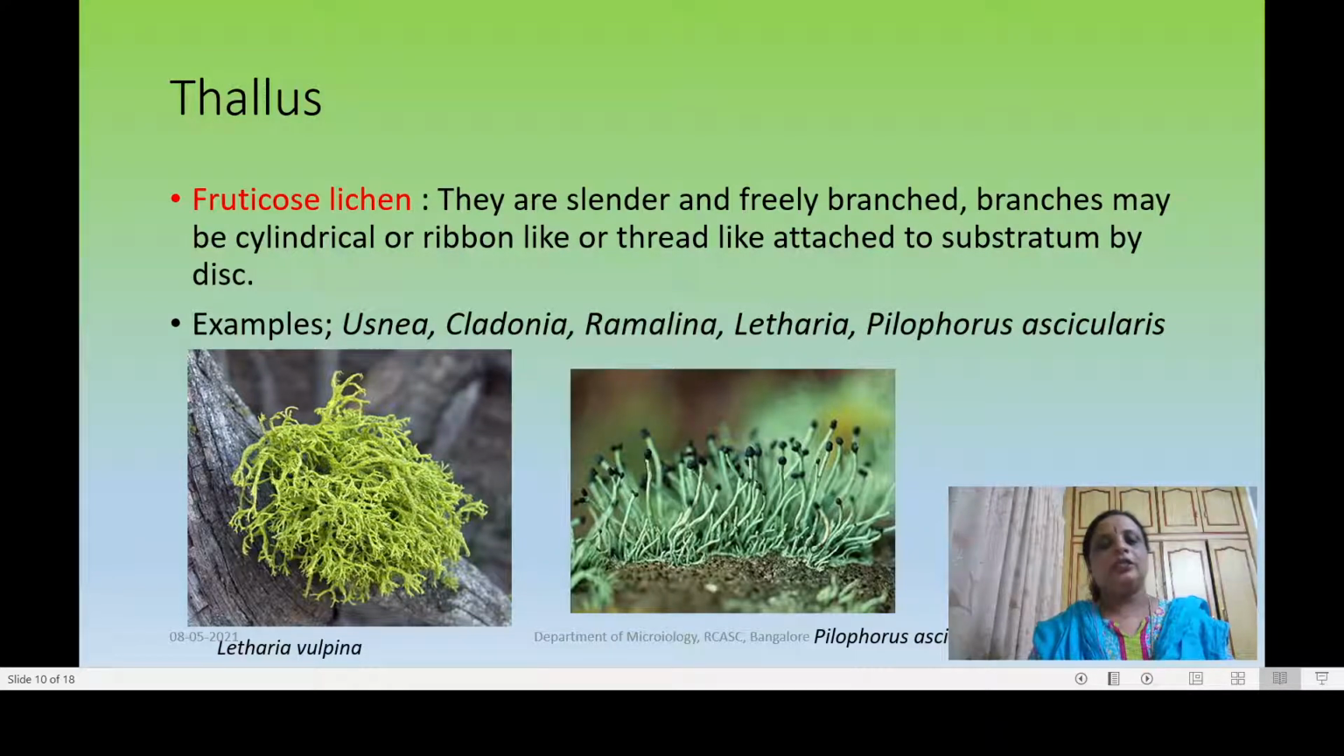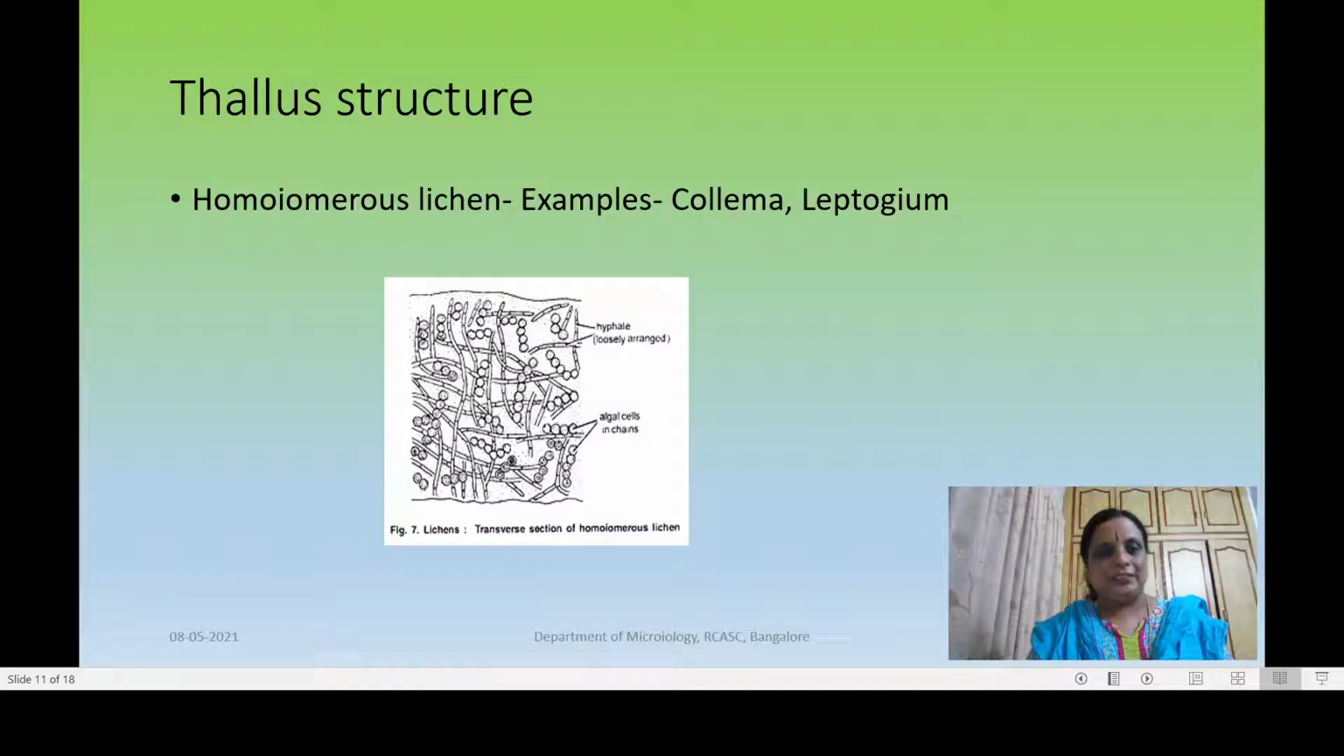And also here, the thallus is highly branched. It may be thread-like, ribbon-like, cylindrical, and they have an attachment disc. Some of the examples: Usnea species, Cladonia, Ramalina, etc. These are some of the fruticose lichens.